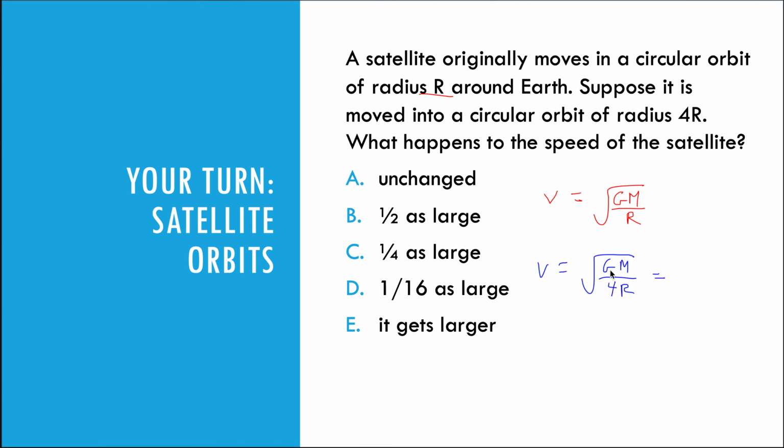Well, what happens when we take the square root of 4? We get a factor of 1/2 here, since 4 was in the denominator. So we get 1/2 times the square root of GM over r. So the speed becomes half as large when the satellite is moved into an orbit that has 4 times the radius.